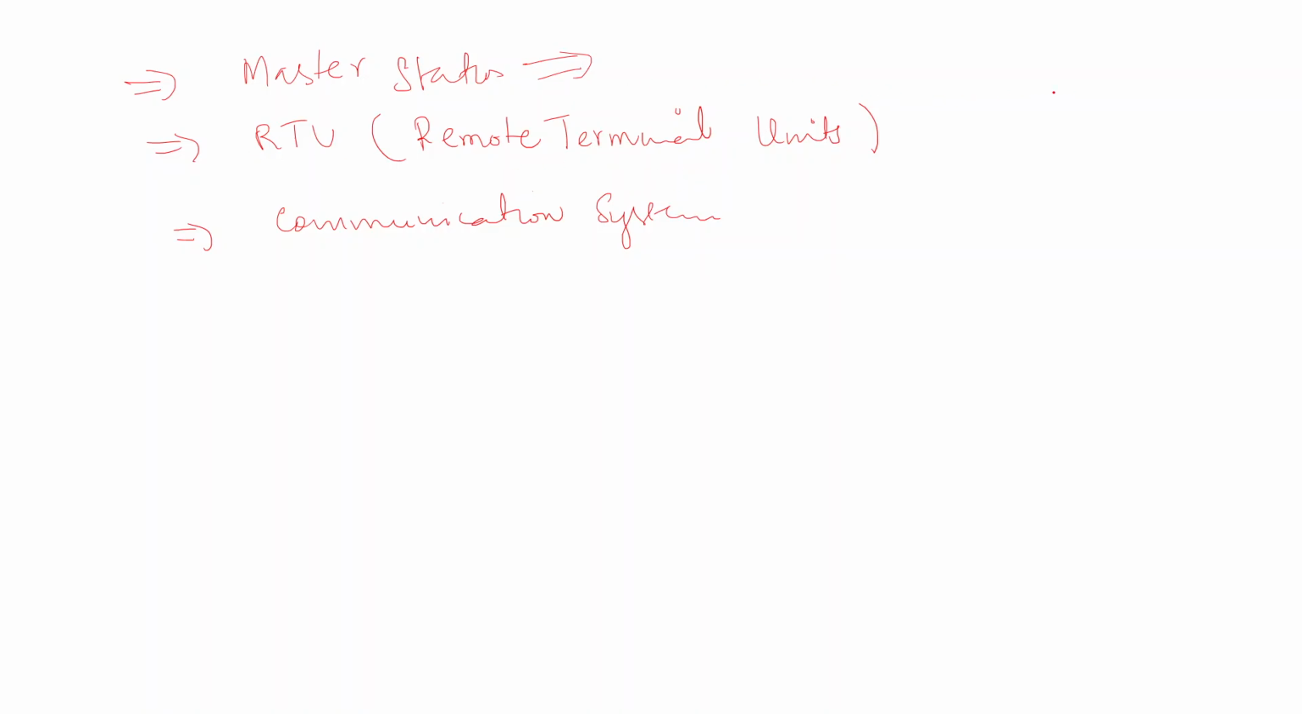The data which is collected from the sensors is sent to the master station, where a human will analyze the data sent by the SCADA. That interface is known as HMI, human machine interface. And it will be in the control center. Okay. And there may be more than one control center.